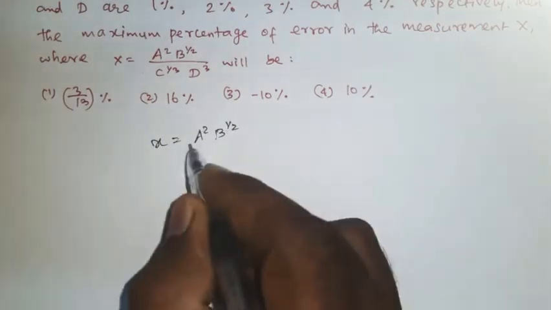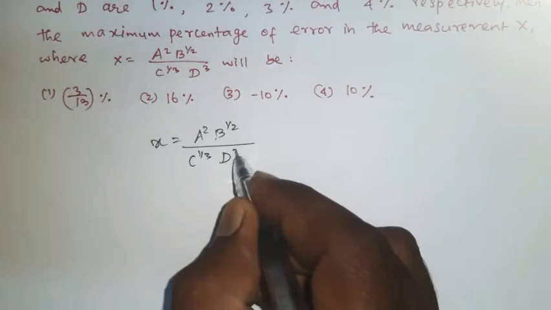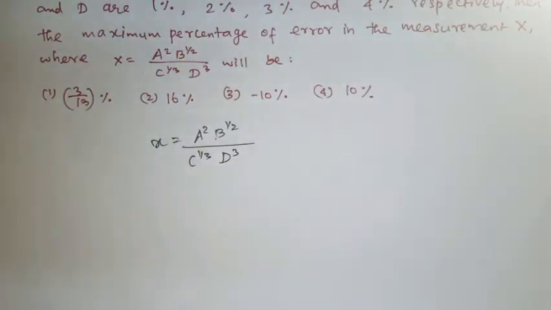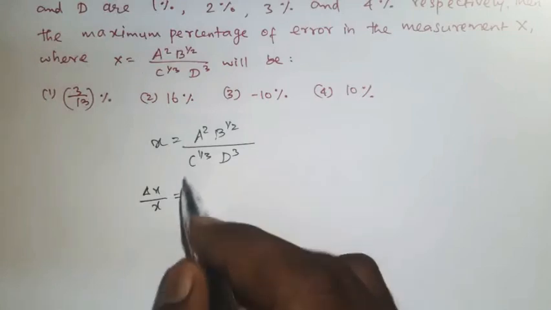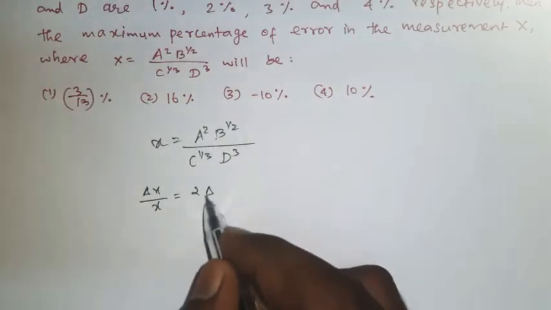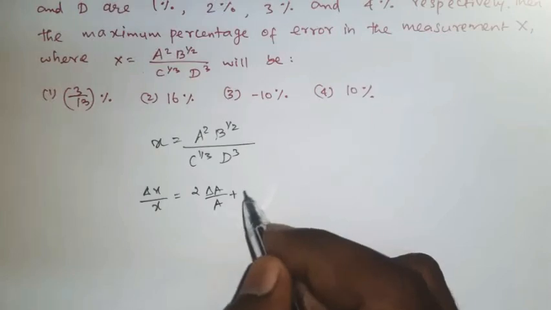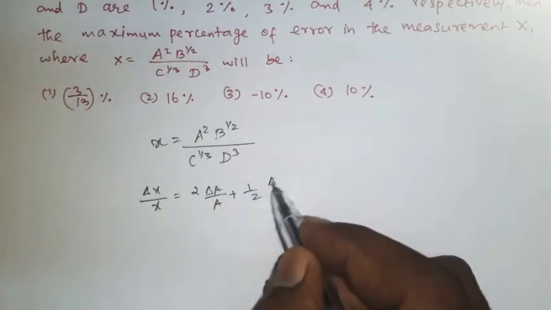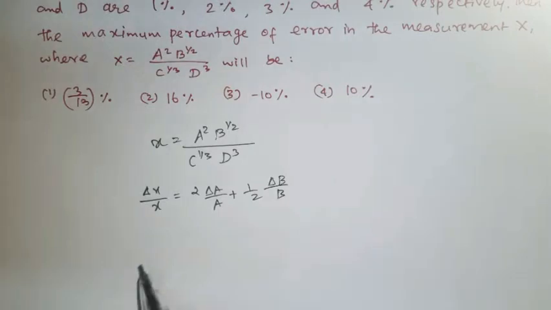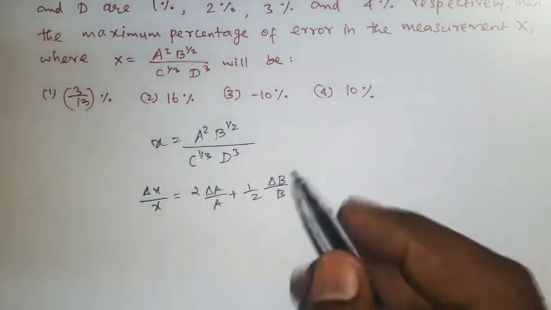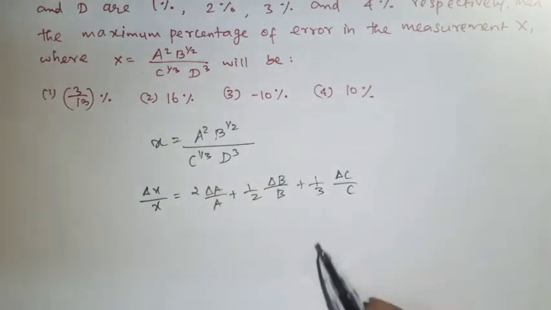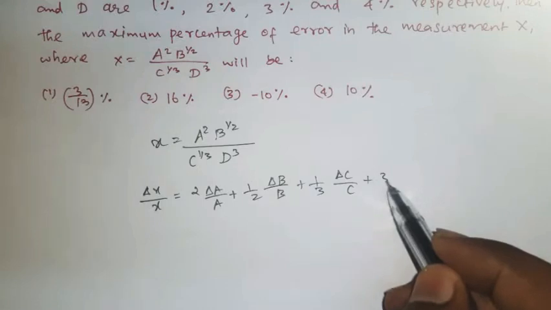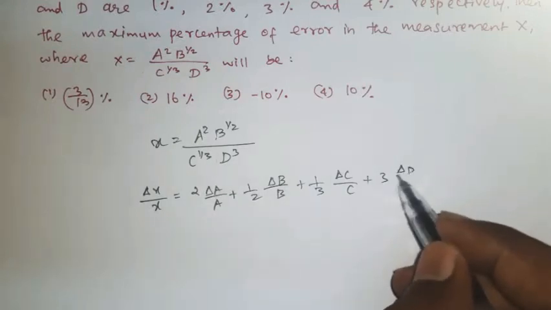Then C power 1 by 3, then D cube. Now I can write the percentage error. Before that we'll write the relative error. Delta x by x is equal to, this 2 will come to the front of this a, delta a by a, then 1 by 2 will come to the front, for b it is delta b by b, then no need to consider the division and all, plus 1 by 3 will come to the front, delta c by c, plus 3 will come to the front, for this d, delta d by d.